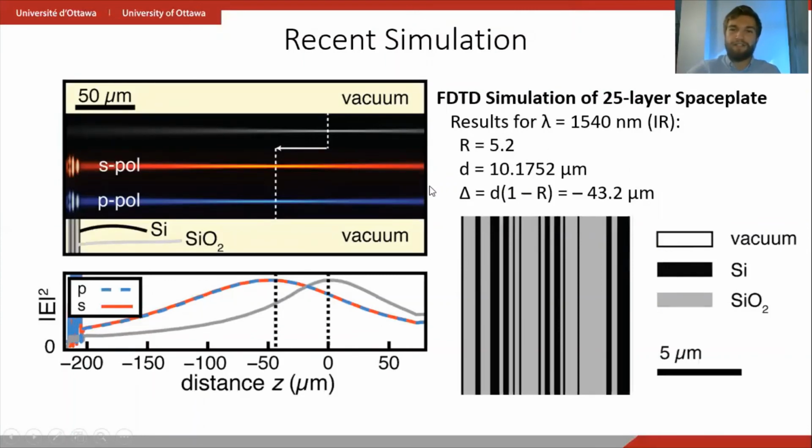And the overall thickness of the device is 10 microns, and we observe in simulation a 43 micron shift. And this is for a wavelength of 1540 nanometers in the infrared. And it gives us a compression factor of 5.2, which is quite a bit higher than the compression factors of less than 2 from the other types of spaceplates. And it's important to note that this works for both P and S polarizations.